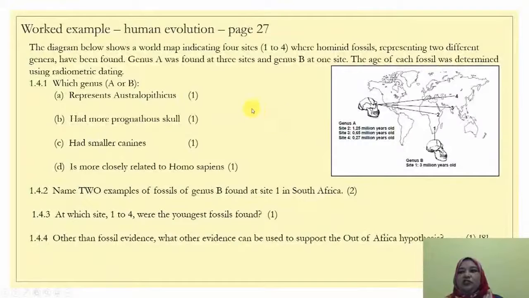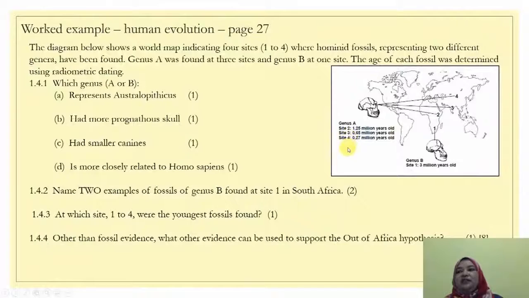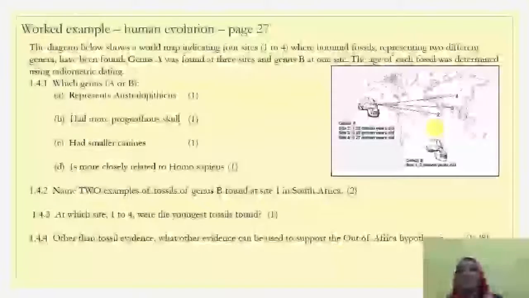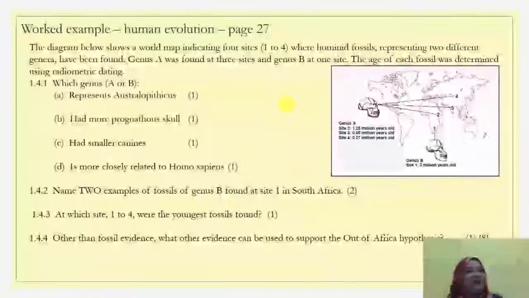The diagram below shows a world map indicating 4 sites where fossils representing 2 different genera have been found. Genus A was found in 3 sites, site 1, 2, 3, and B only in 1 site, which is site 4. The age of the fossils was determined using radiometric dating. So which one do you think represents your Australopithecus? Okay, TM says B. Anybody else?